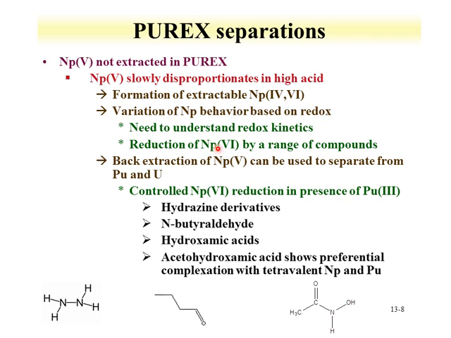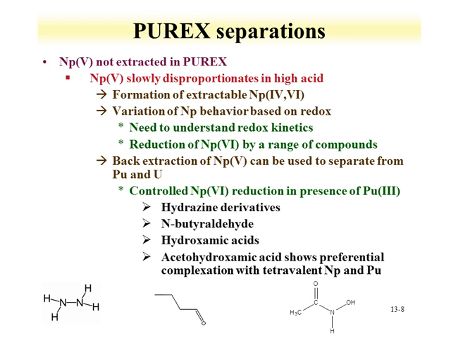and reduction of neptunium 6 by a range of compounds has been explored. One of these compounds is acetohydroxamic acid, which is shown here. Acetohydroxamic acid has preferentially been shown to complex with tetravalent species, including tetravalent neptunium and plutonium, and this has been used to help control its behavior in proposed separation systems.